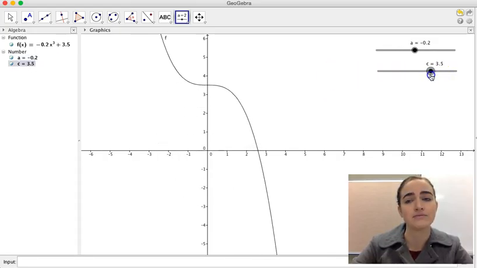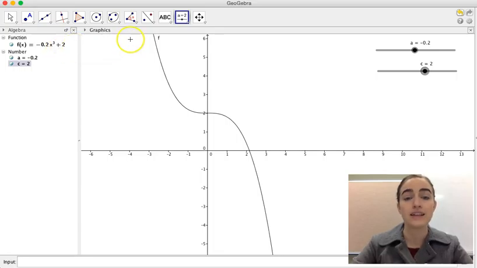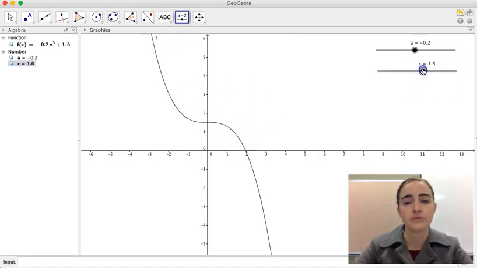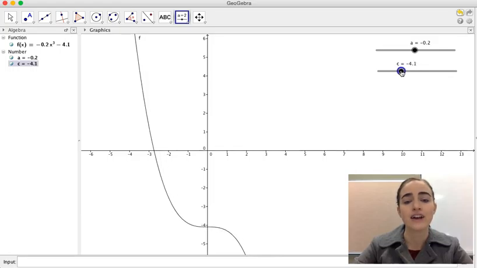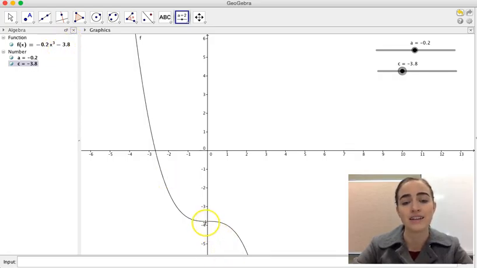So if we have a constant term of 2, so +2 on the end, that means that our y-intercept is 2. So it's shifted that whole graph up. It's still the same shape, but it's shifted up 2 units. If we brought that negative, again, our graph stays the same shape, but it shifts down. So if we've got a -3.8 there, it's cutting that axis at -3.8.